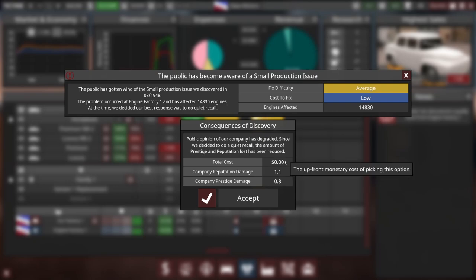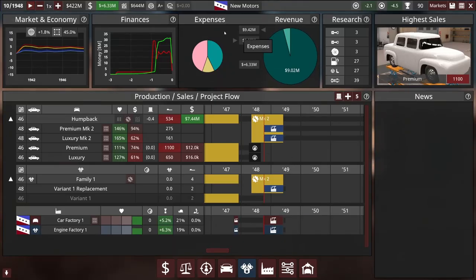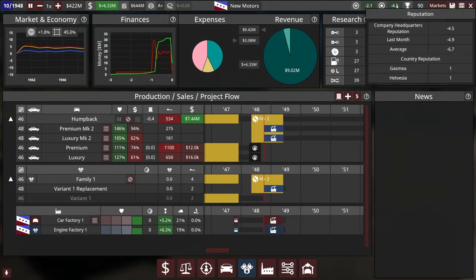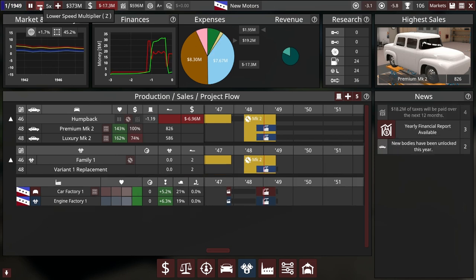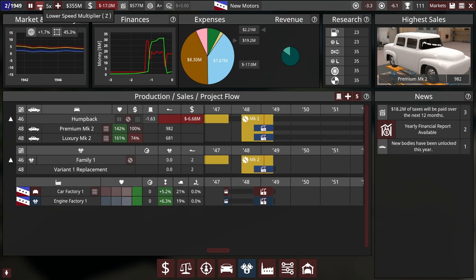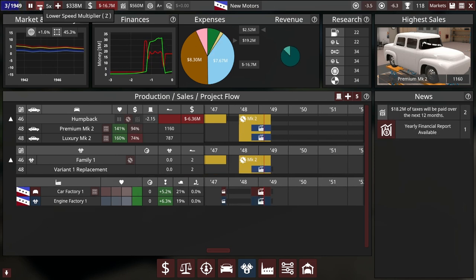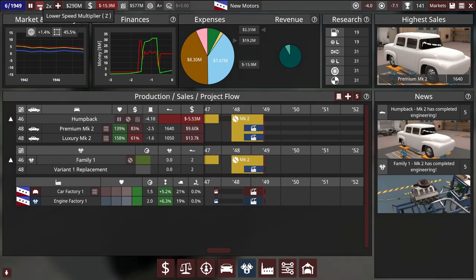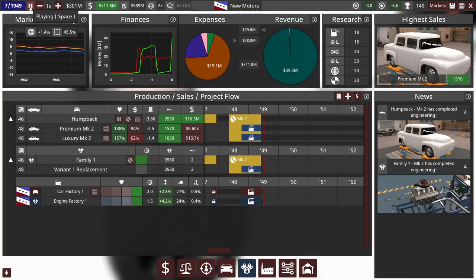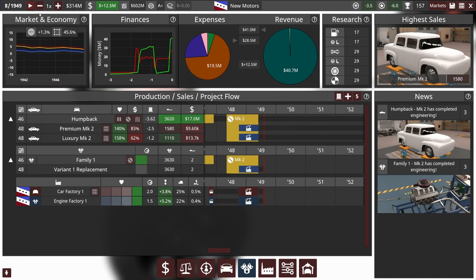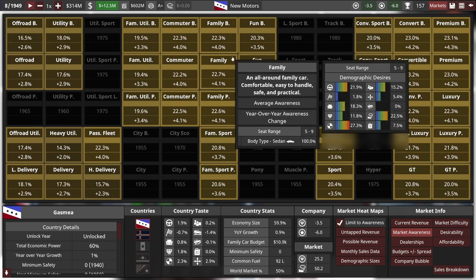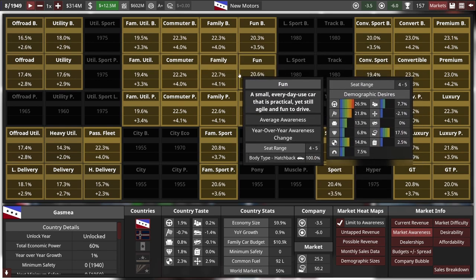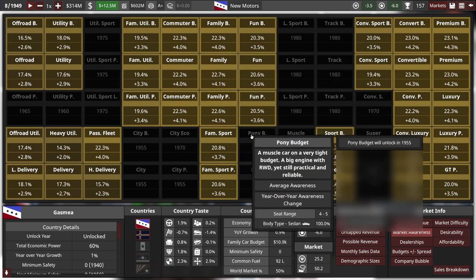The public discovered the issue. Our reputation has gone down. We have negative prestige and reputation still. And then we're losing piles of money because we've stopped making cars and we're building factories. That's okay. And then out the other side, we have yet more pre-orders. Our market awareness is steadily growing. Now we're at 20% when we started at 6%. So it's a lot better for us.